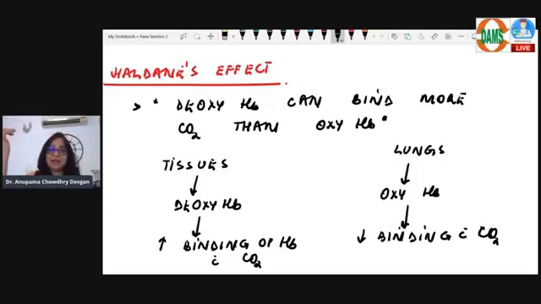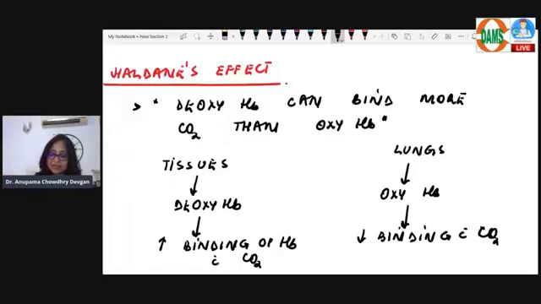So at the level of the lungs, there is formation of oxyhemoglobin in the blood. So less affinity with CO2, more CO2 is given away into the lungs. At the level of the tissues, there is formation of deoxyhemoglobin, which can bind more CO2. So the hemoglobin at the level of the tissues will be able to pick up more CO2, and at the level of the lungs, it is able to give away more CO2. This is what is known as the Haldane's effect.